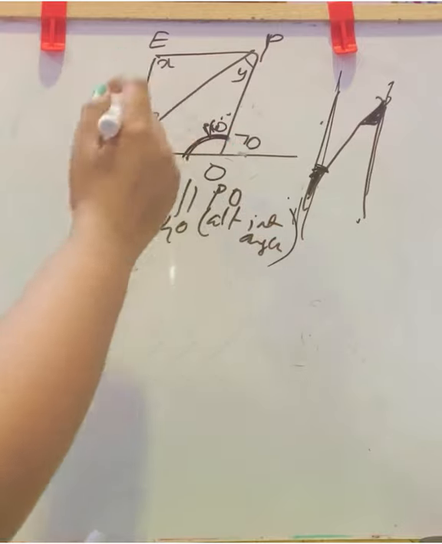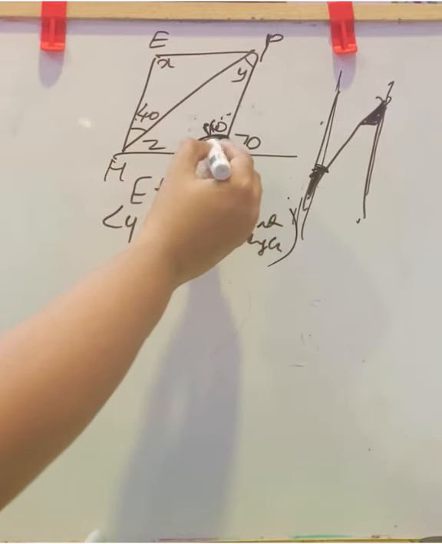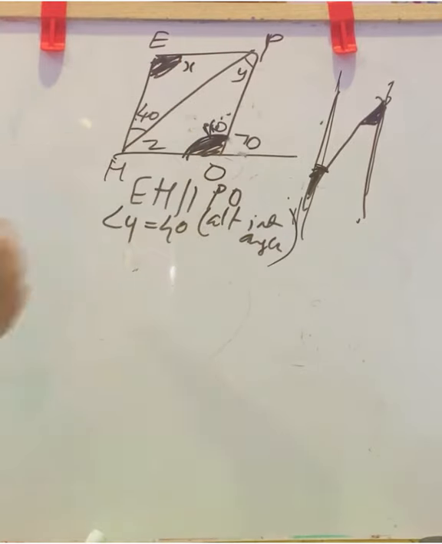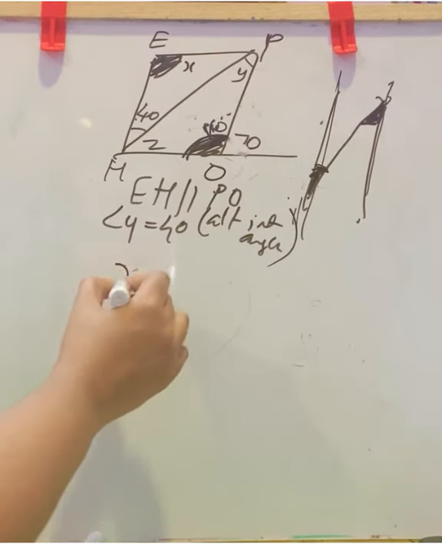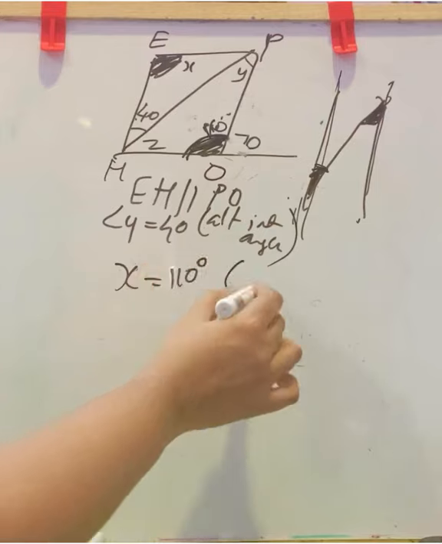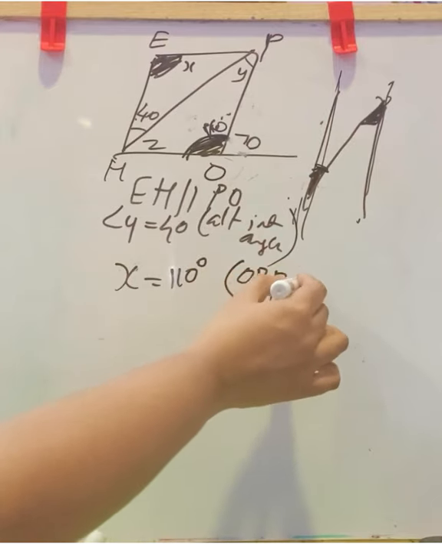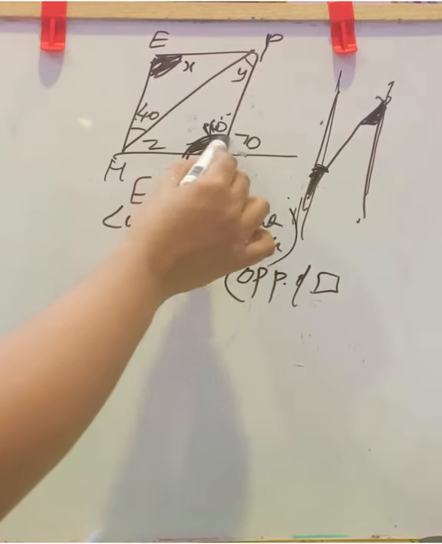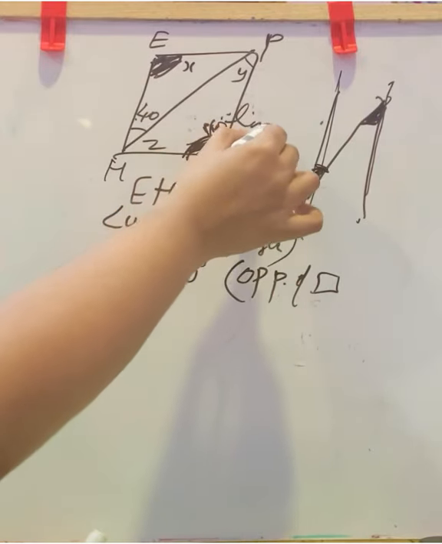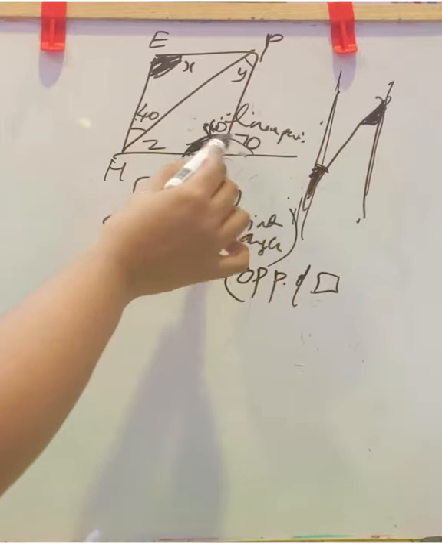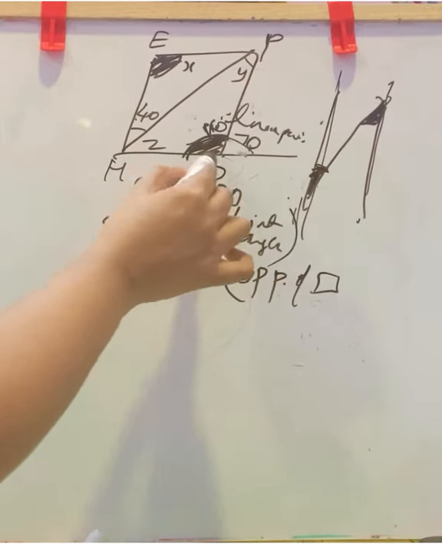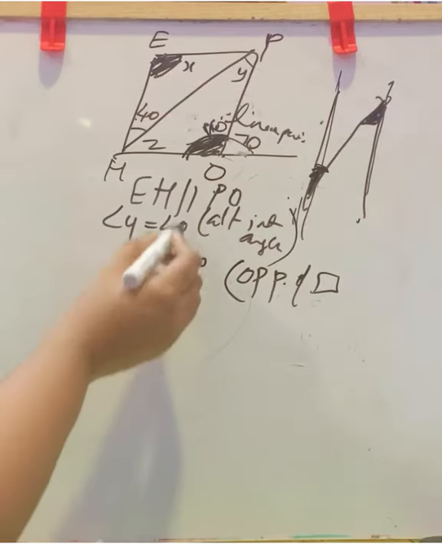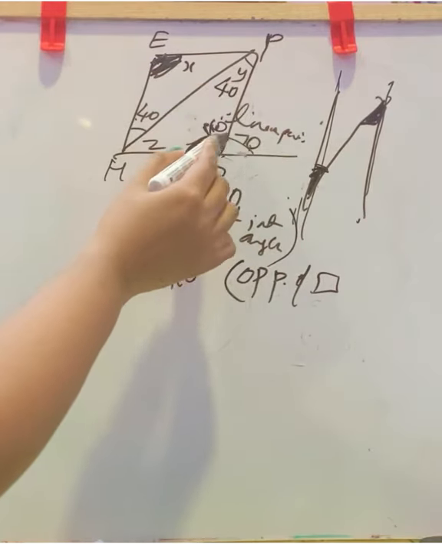And in a parallelogram, if this is 110, this is also 110, that is x, because opposite angles of a parallelogram are equal. X is equal to 110. The reason is opposite angles of a parallelogram. And this 110 we got from here, linear pair. So 180 minus 70 you will get this angle. These two angles are opposite angles of the parallelogram. Here y is 40. This is 110.